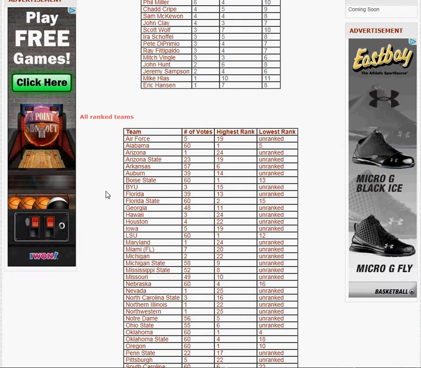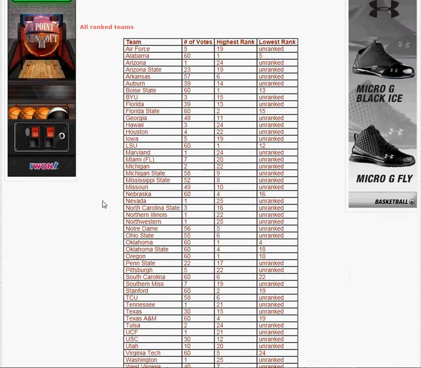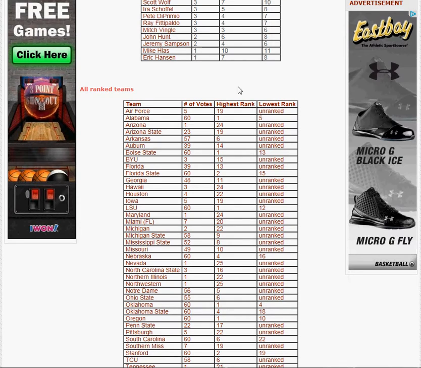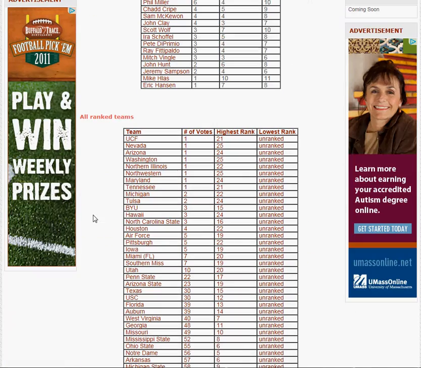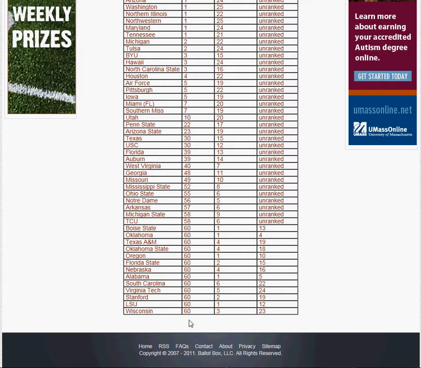Okay, the next section that we have is the all ranked teams. And you can see that they're all currently listed alphabetically. However, one of the things we like to do is actually list them by the number of votes. So we click on the header, number of votes, and then they go ahead and get resorted by how many votes they received. And what that allows you to do is see at the bottom how many of the 60 AP voters have ranked a team. In this case, the bottom, all 60 have ranked these teams.